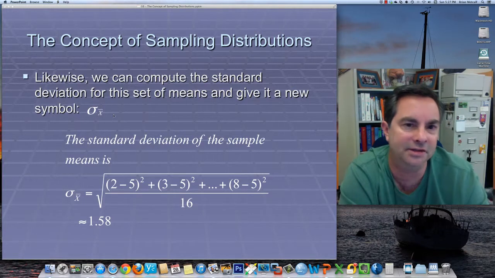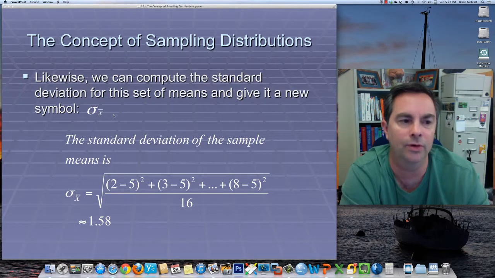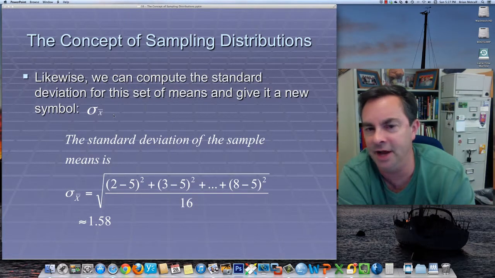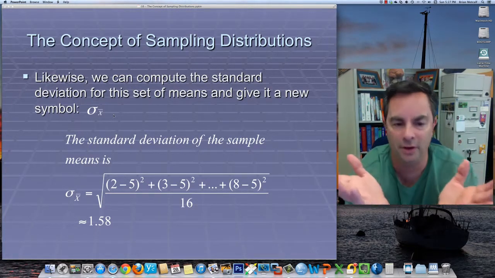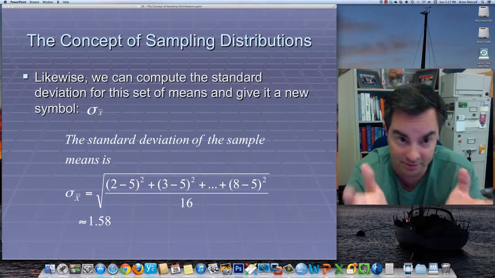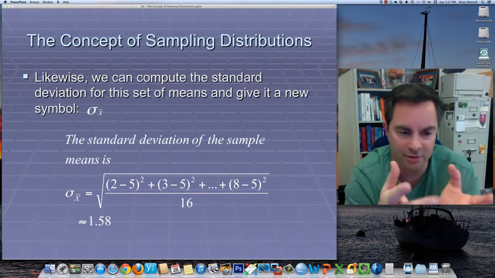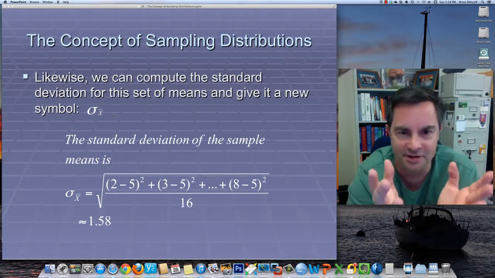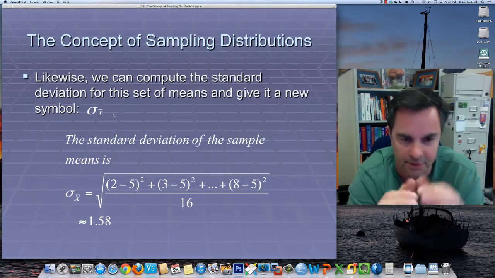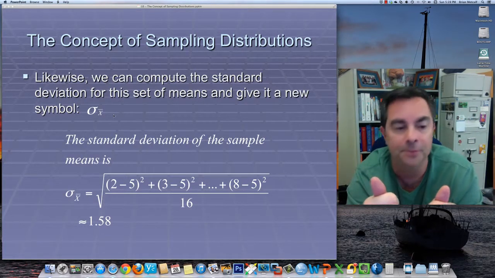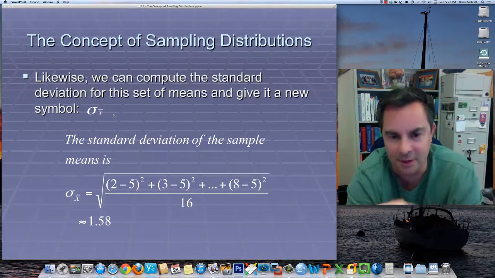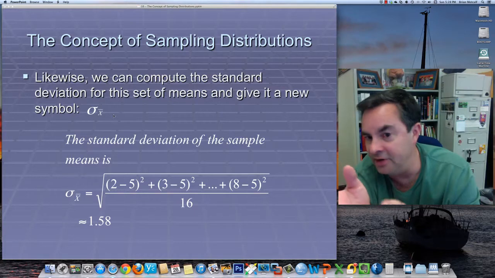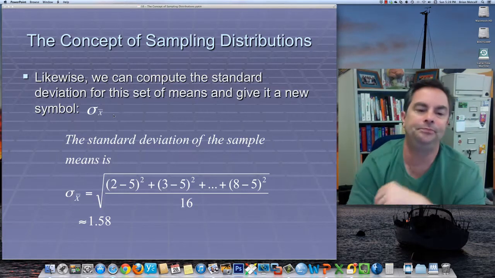Now, just like for the raw scores, when we could calculate a mean, we'd also like to calculate the standard deviation. We learned those two go together for ratio, interval scale variables like we have here. Quiz scores, these were ratio scales. The two descriptive statistics that we like to use are typically the mean and the standard deviation. Now we have 16 numbers, 16 means. We got the mean of them. We can also get the standard deviation of them.